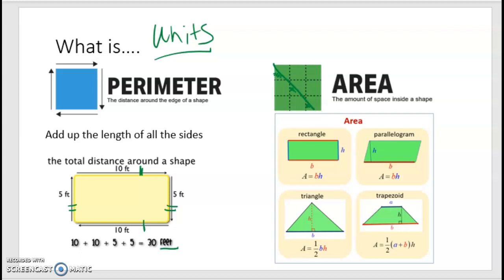Now we're not going to be looking at trapezoids too much, but you will have to find rectangles, parallelograms, and triangles. Now the units for area, if we're talking about feet, the units would be feet squared. If we're talking about inches, it would be inches squared. So anytime you're calculating area, it's the squared units.